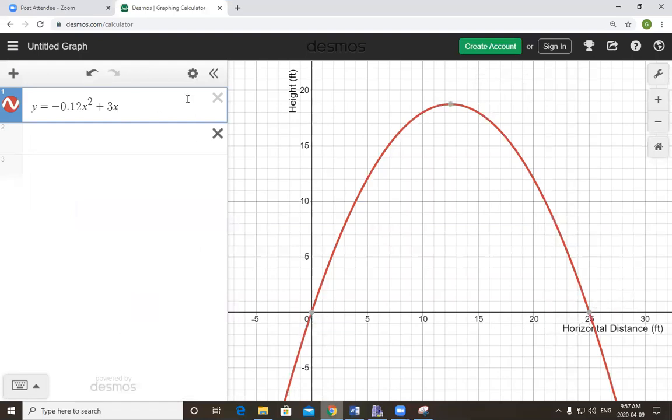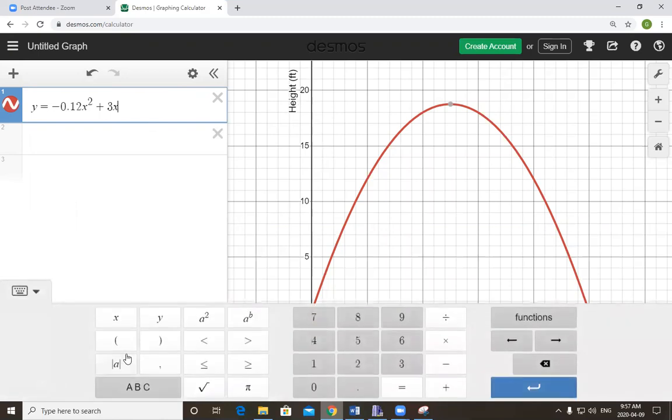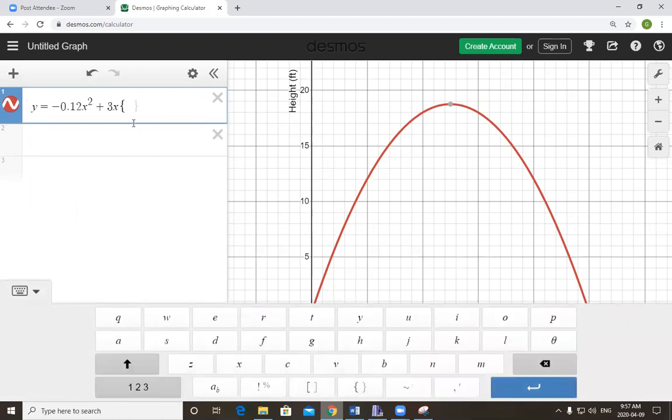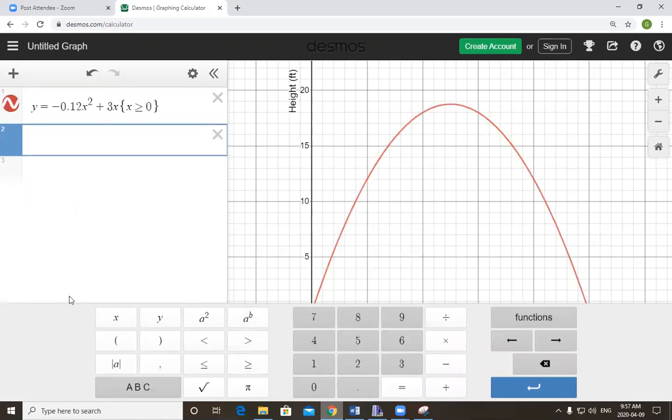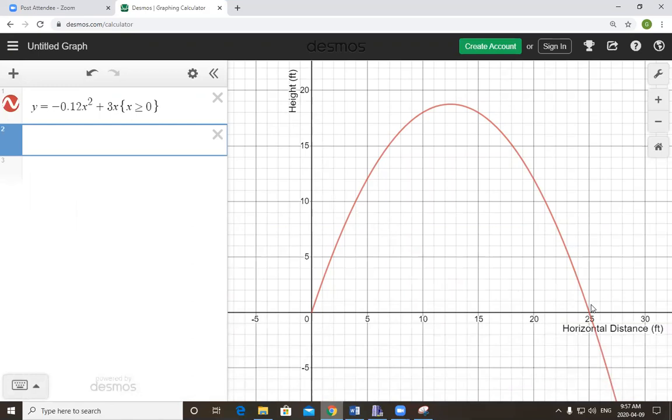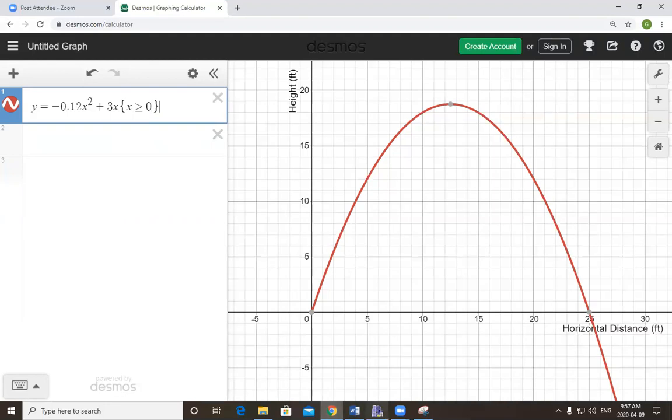So what we would put in here, as you recall from doing restrictions, we would put in our curly brackets like that, and we would say x must be greater than or equal to 0. Well, two of them. X must be greater than or equal to 0. And sorry, y. y also must be greater than or equal to 0.